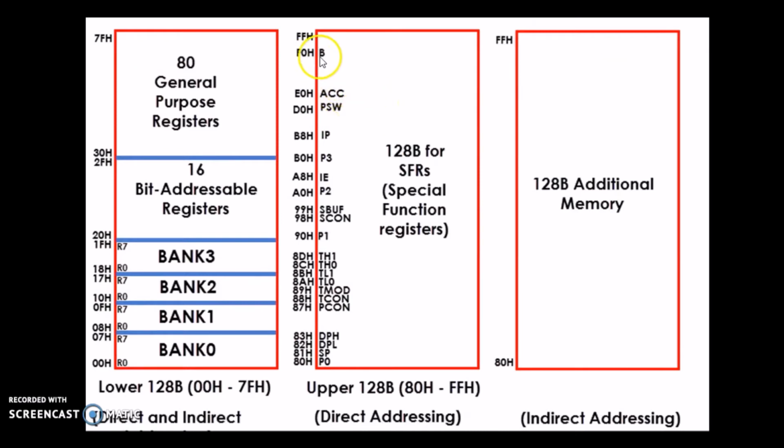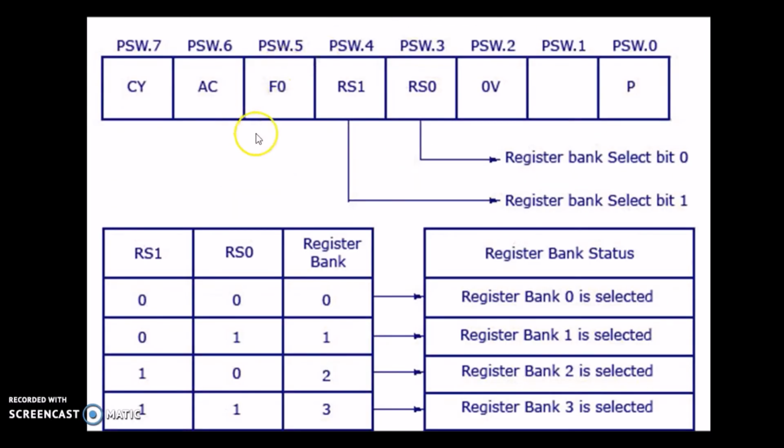We have accumulator, register B, and some additional memory for stack operation. So this is the program status word of 8085, where we have 2 bits, that is bit 3 and bit 4, which determine which register bank is selected. For example, if RS0 and RS1 are both zeros, then it means register bank 0 is selected. So on the basis of logic of RS0 and RS1, we can know which of the register banks is presently selected.